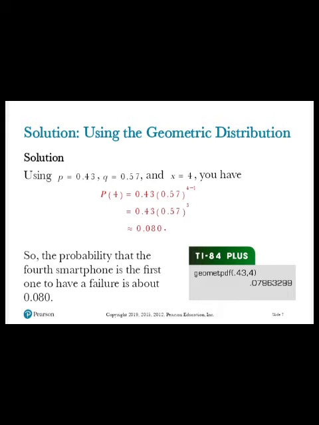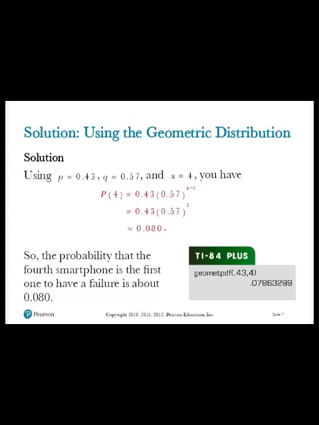Given that the failure rate of a certain smartphone manufacturer is 43%, therefore, the success rate is 57%. To calculate the probability, we need to convert the percentage to decimal. So we come up with p equal to 0.43 and q equal to 0.57, and the number of trials is 4. By using the geometric distribution formula, we need to substitute the given p, q, and x.